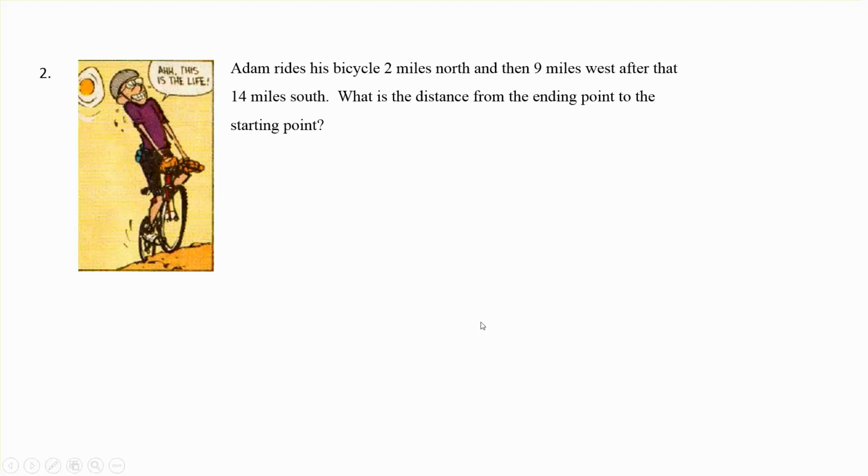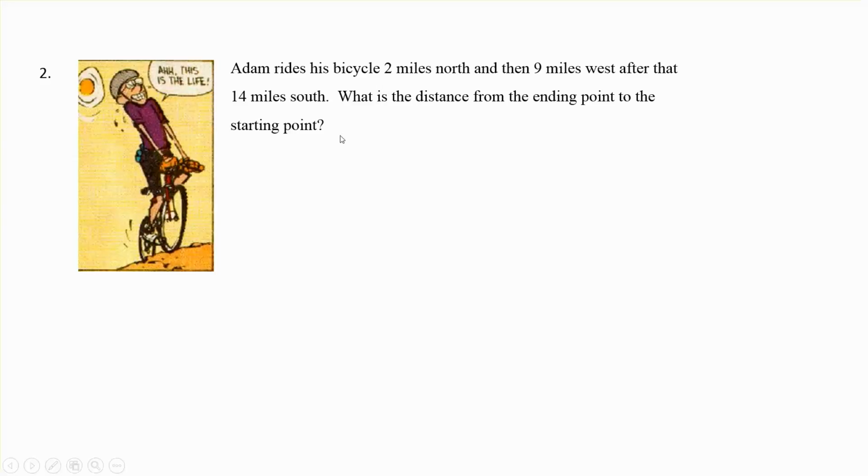Okay, now the second example. Adam rides his bicycle 2 miles north and then 9 miles west, after that 14 miles south. What is the distance from the ending point to the starting point?